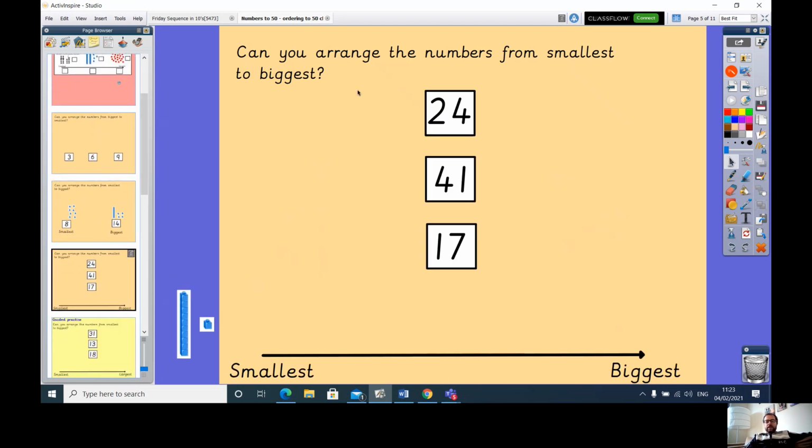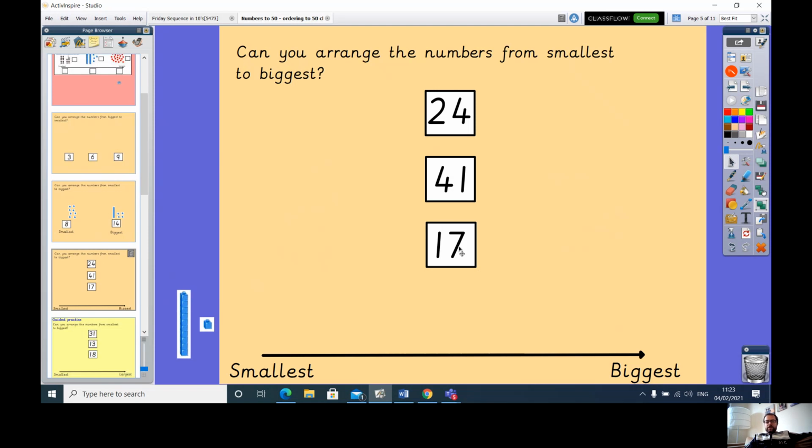Three numbers here. So this number here, 24. How many digits does that have? 1, 2. 2 digits. It's got tens and ones. This number here, which one is this? 41. Excellent. 2 digits, a 4 and a 1. 4 tens, 1 one. And this number here, 17. 2 digits, a 1 and a 7. How many tens has this number got? Good. 1 ten and 7 ones.